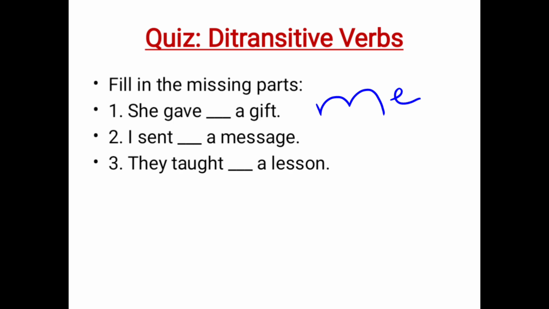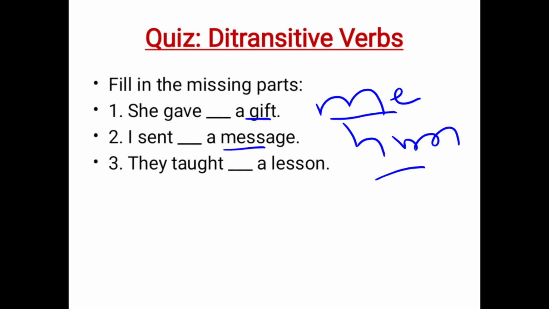Then the second is: I sent dash a message. I sent him a message. Now here, him is an indirect object. As you know, in these sentences we have two objects, a gift or a message, and here if we put me, so me also comes as an object, and him also comes as an object.